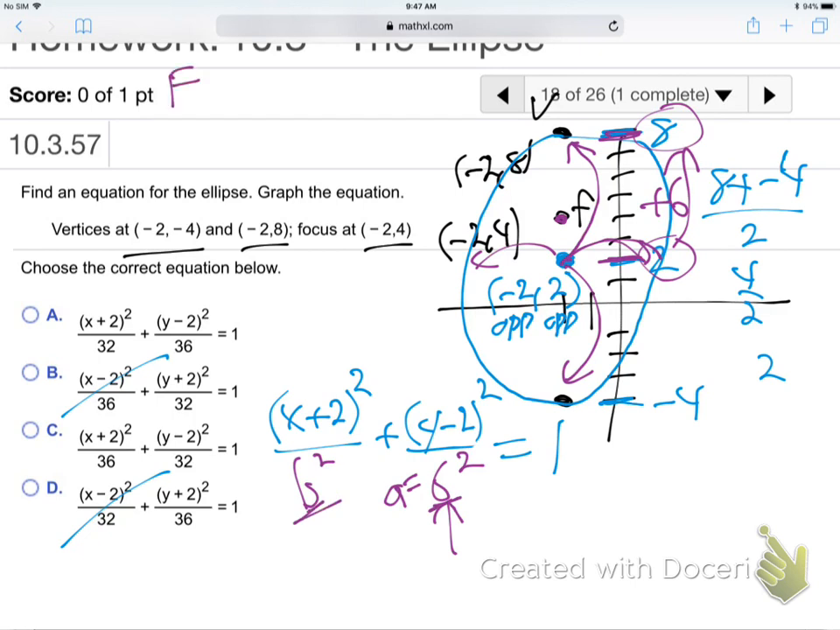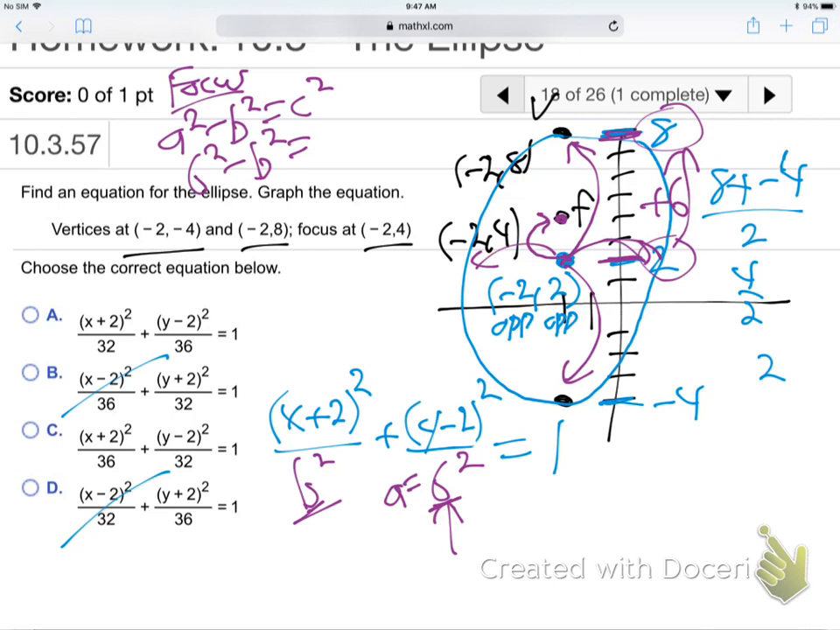So write the focus equation. A squared minus B squared is C squared. A squared is 6 squared. I'm looking for B squared. What is C squared? Everybody see it's 2? Everybody see that? Because from here to there, remember, C is how far from the center to the focal point, isn't it? C is how far from the center.